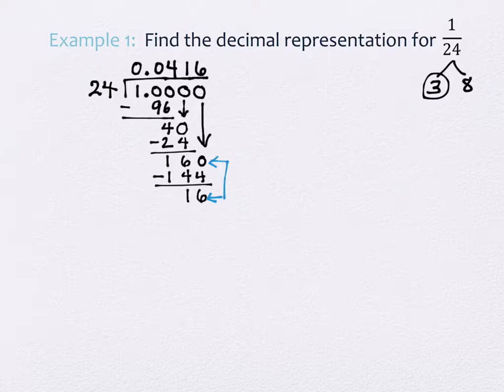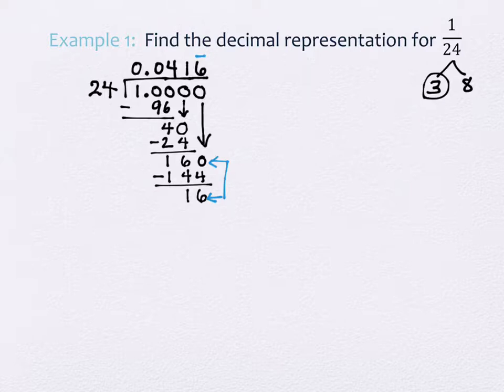But when it does occur immediately, like it did in this problem, what it means is that I'm going to keep getting this 6 over and over again. So when I put my repeating bar, it needs to be above only the 6, because it's only the 6 that's going to keep repeating after this point in time.